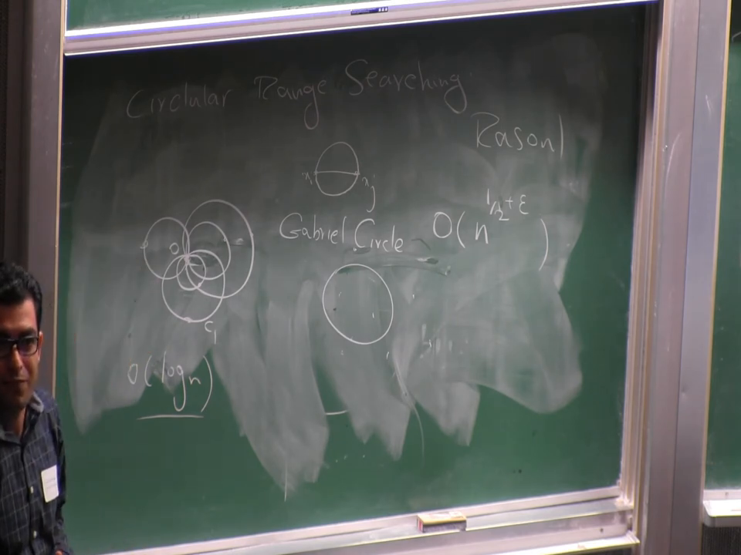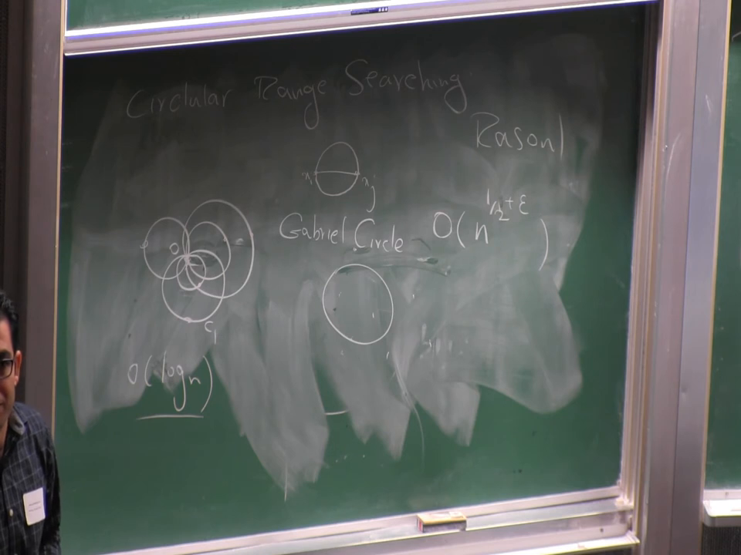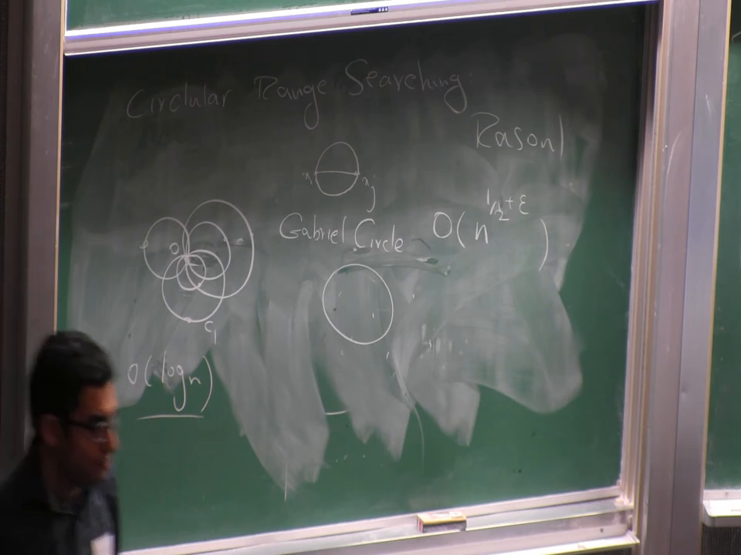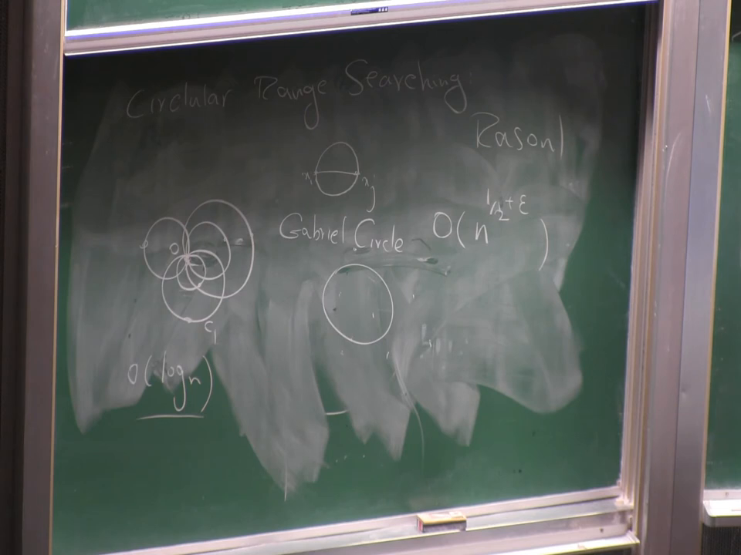Just want to make sure I understand. You're given the points in advance, but you're given the circle at query time, and the circle passes through a given fixed point. Yeah. Should be a lot easier. No.